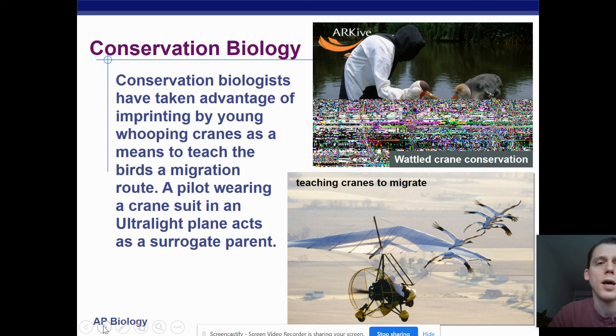All right. We can take advantage of imprinting. Conservation biologists can, by helping young cranes learn how to migrate. So we can use this to help these birds who might have died or might have been orphaned, helping them to survive by teaching them what to do.